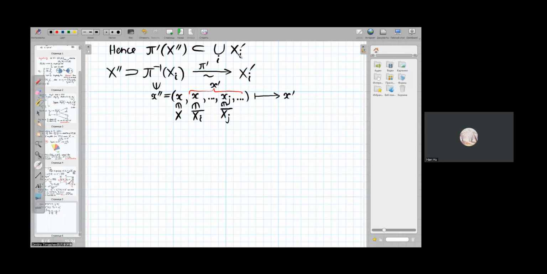Now, since over each of these open covering subsets, the map pi prime is an isomorphism, we finally get that the whole map pi prime from x double prime to this union of open subsets in x prime is an isomorphism. Okay? This proves the claim.